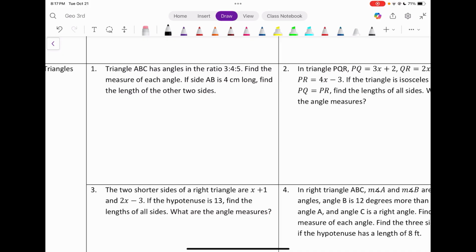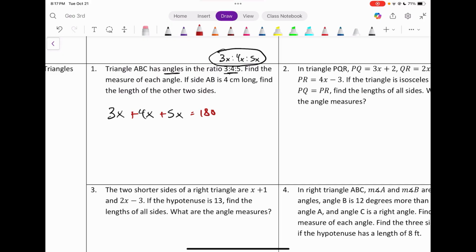Number one says triangle ABC has angles in the ratio of 3 to 4 to 5. Anytime you have ratios, we always put 3x, 4x, 5x. You put those x's in it. So therefore you have a triangle that has these three angles. Now what you know about the angles in a triangle is anytime you take the three angles inside of a triangle, you add them together, you will always get 180.